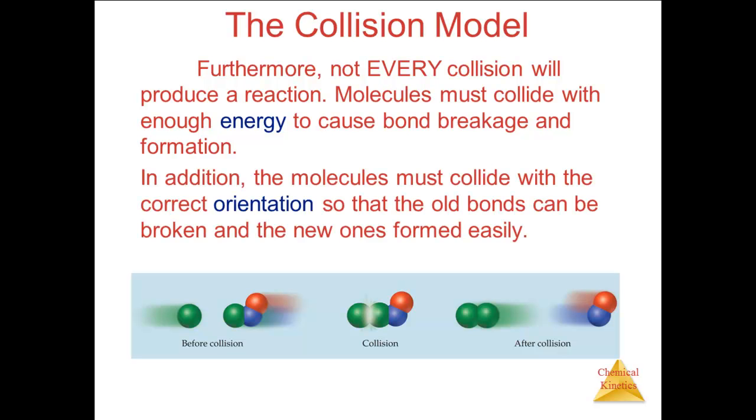In addition, if the molecules collide with the wrong orientation, so the wrong atoms are near each other, the reaction will not occur. Point number 3 says, the collision must also have the molecules oriented in such a way that the rearrangement of the electrons can happen easily.